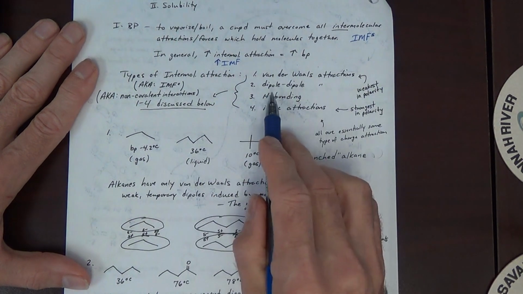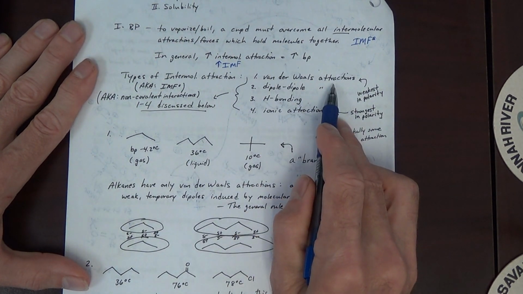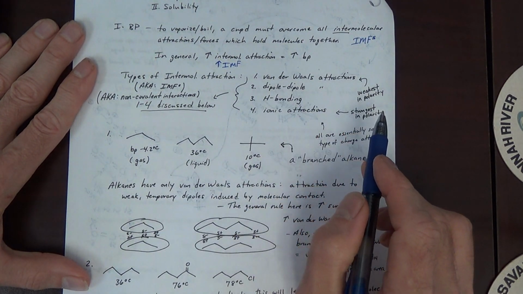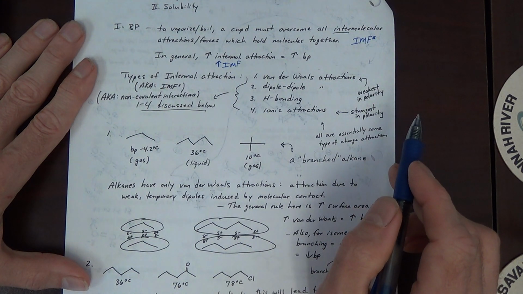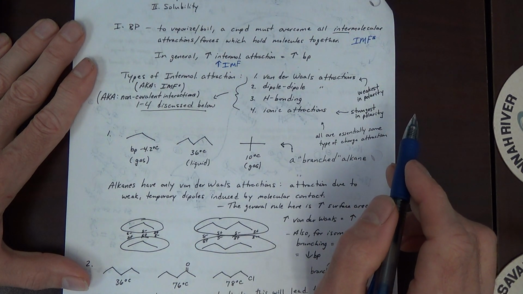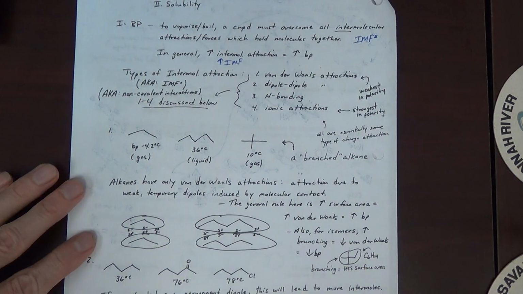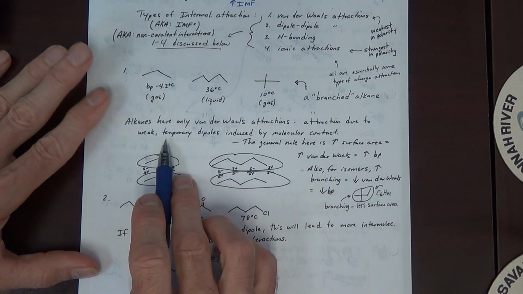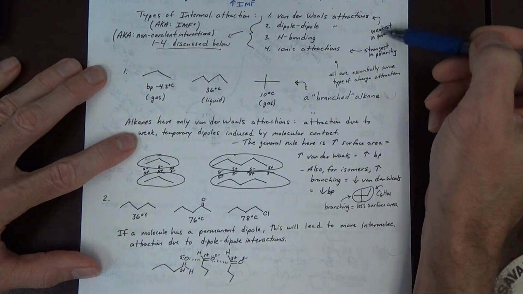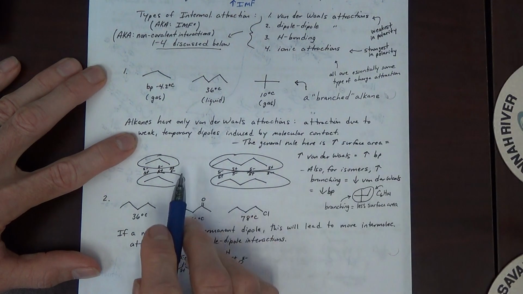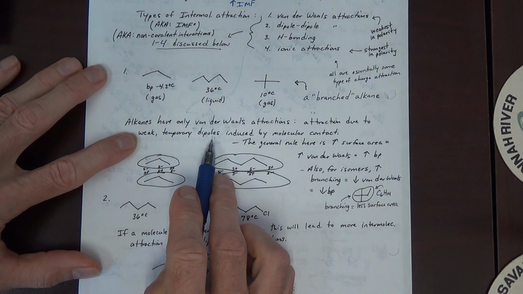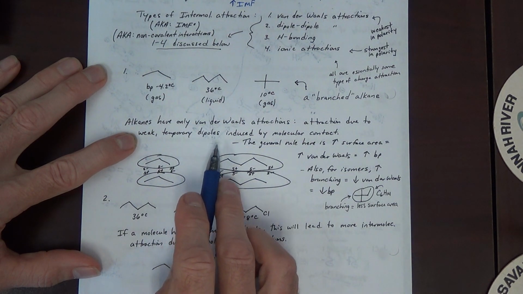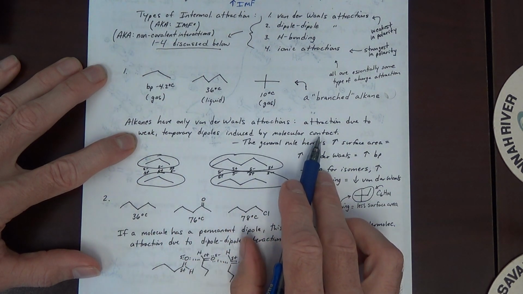Well, the answer is it has more van der Waals attractions. Now, van der Waals attractions are very weak, okay? Weak polarity. And it comes from temporary dipoles. Temporary dipoles that are induced by molecular contact.